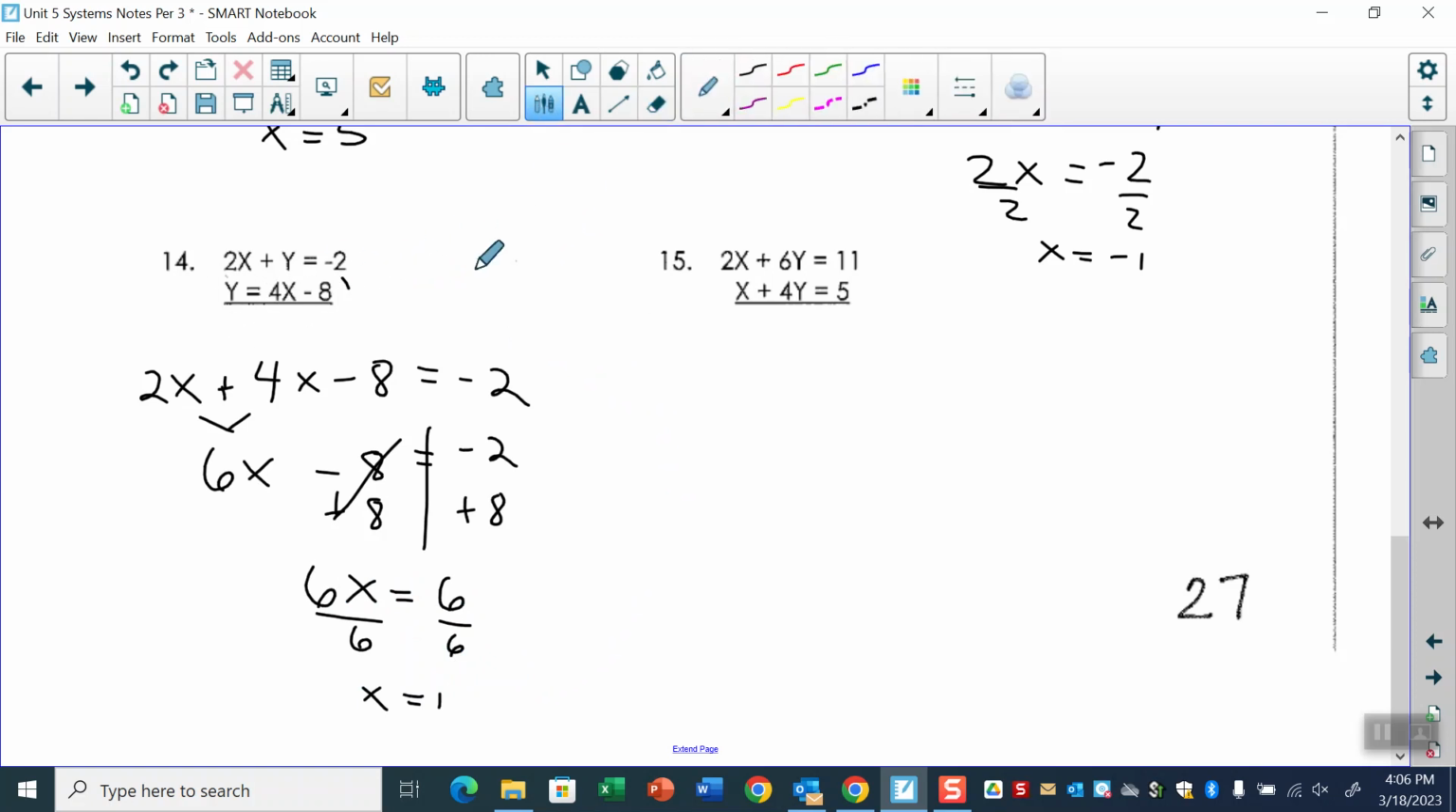And right here, I've got y equals 4x minus 8. But instead of x, I'm going to now substitute again. I'm going to put the 1 in there. 4 times 1 is 4, and then 4 minus 8 is -4. So the point where they intersect is going to be when x is 1 and y is -4. Okay, and you just, again, check by putting that into Desmos.